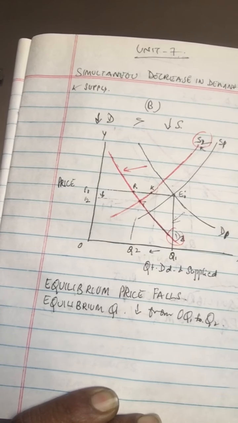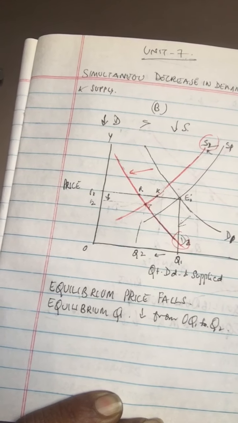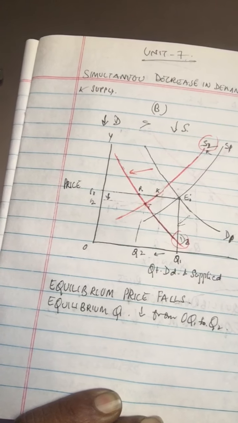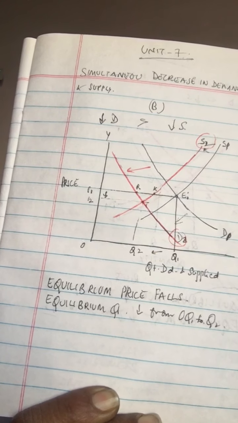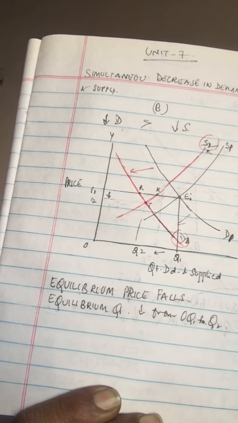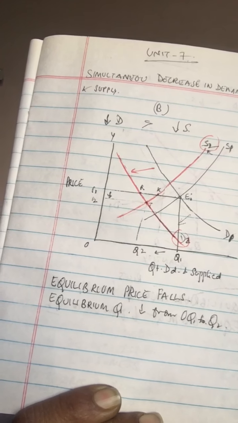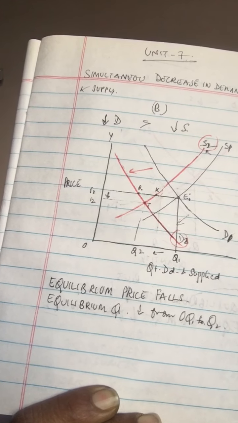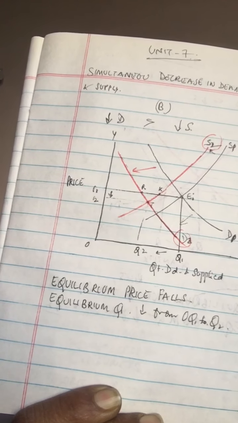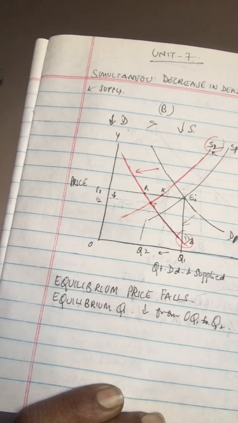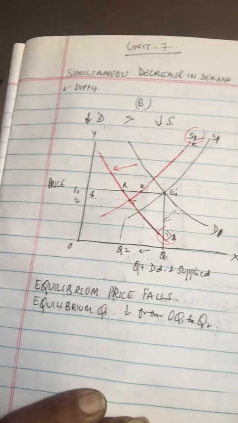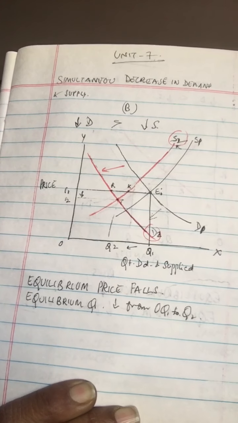So, excess supply is equal to ER minus EK, which is equal to RK. So what is ER? Fall in demand. What is EK? Fall in supply. So excess supply is RK. Have you seen the points? Make a note of them.